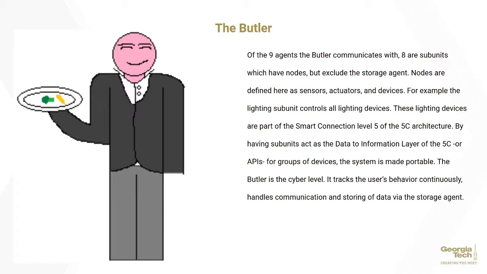So let's talk about the butler. Of the 9 agents the butler communicates with, 8 are subunits which have nodes, but exclude the storage agent.